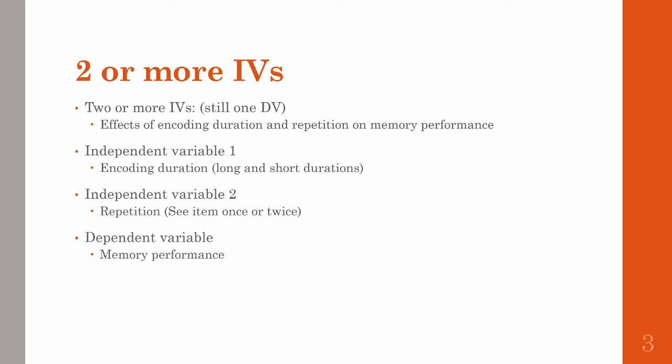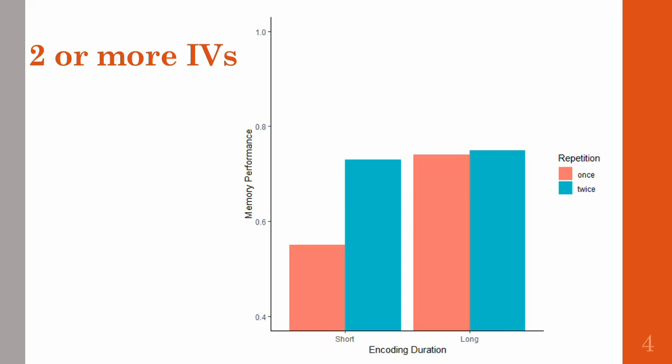now we could add another variable like repetition. So words could be presented only once, or they could be shown twice. And our dependent variable would still be memory performance. Here's what the bar graph could look like for this.